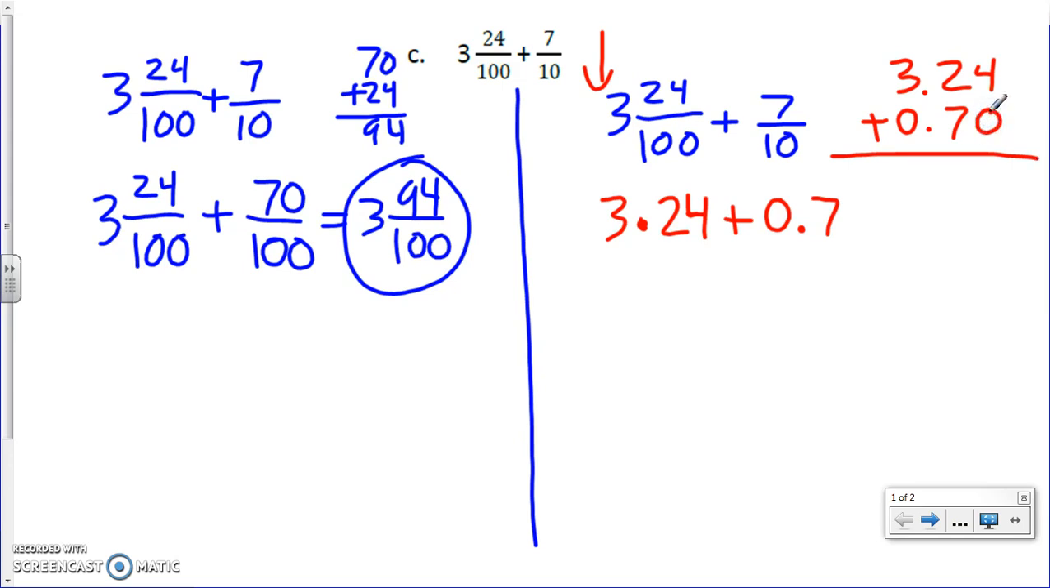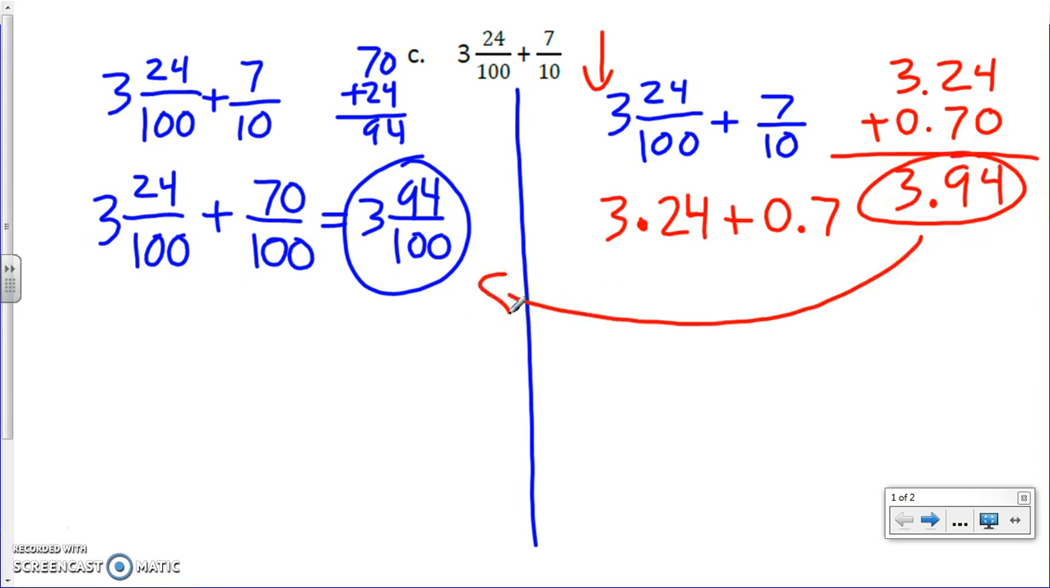So now I'm going to do the first part. We have 4 plus 0, which is 4. We have 2 plus 7, which is 9. Next comes my decimal point, and 3 plus 0 is 3. So we get 3.94, which we would read as 3 and 94 hundredths. If I look all the way over here, I have 3 and 94 hundredths. They are the same answer. So whether I solve it with fractions or whether I solve it with decimals, they are both equivalent. They are the same answer.